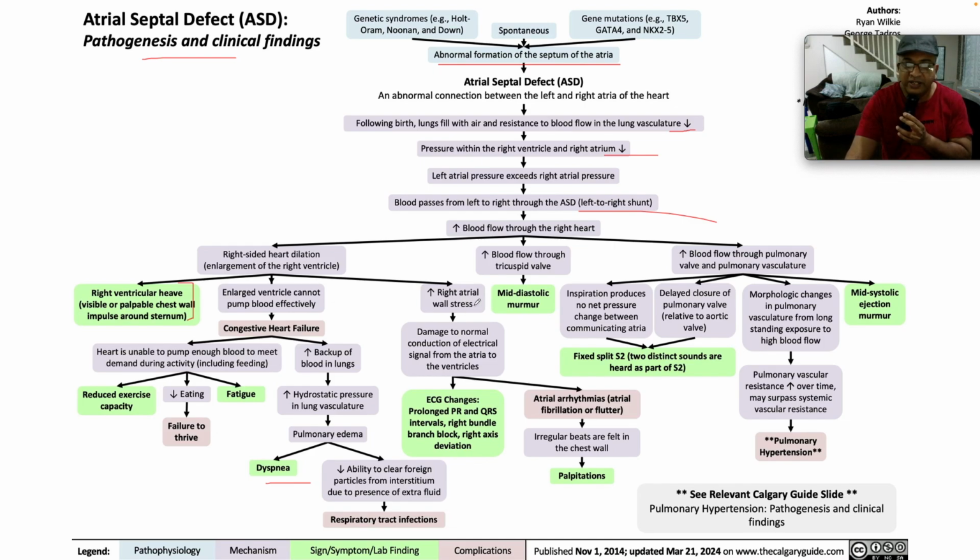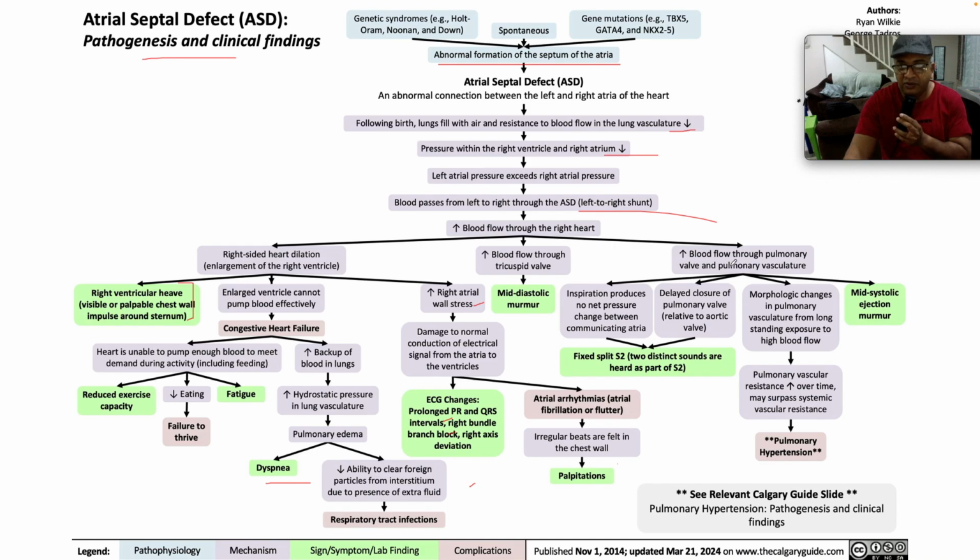There's also an increase in right atrial wall stress, and damage to normal conduction of electrical signal from the atria to the ventricles, which is responsible for the ECG changes that we have: the prolonged PR and QRS intervals, the right bundle branch block, the right axis deviation, and the atrial arrhythmias, which may lead to palpitations, right, on account of atrial fibrillation or flutter.